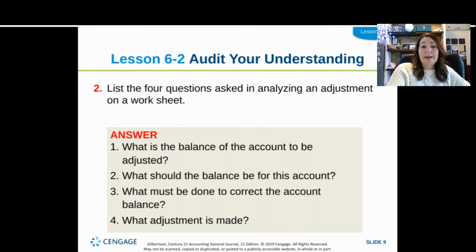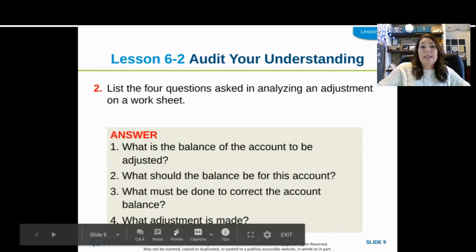Typically, if you've got a debit and you need to make it smaller, you're going to make it smaller with a credit, or vice versa. And then what adjustment is made? So are we going to debit or credit? Okay, so that's the end of the slideshow.